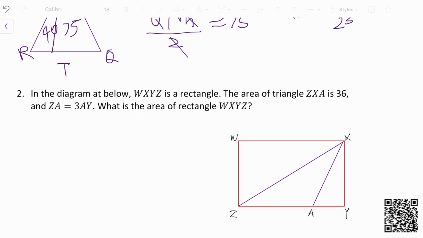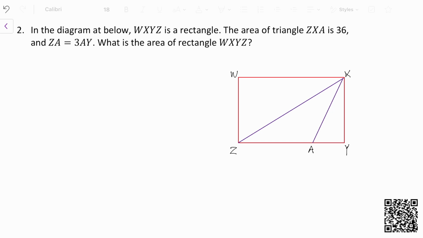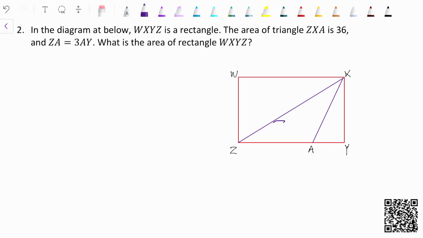Moving on to problem number 2. In the diagram below, WXYZ is a rectangle. The area of triangle ZXA is 36, and ZA is equivalent to 3AY. What is the area of rectangle WXYZ?